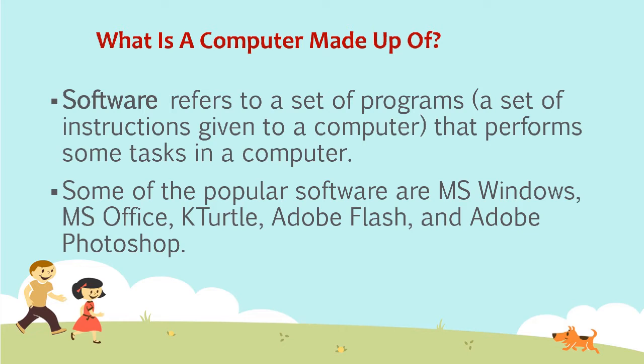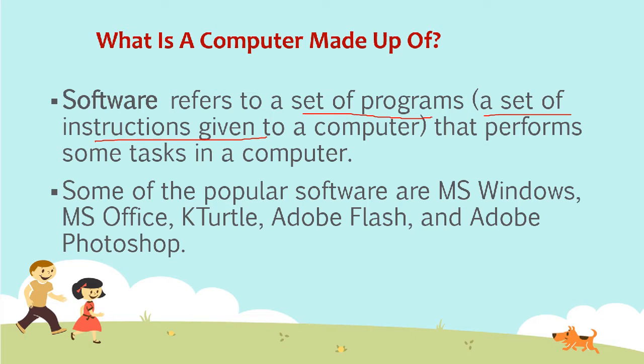Next, we'll see what software is. Software refers to a set of programs. What is a program? A program means a set of instructions given to the computer that performs some task. For example, if you want the computer to add two numbers, what will you do? You have to give a set of commands or instructions, right? So these commands are called programs.